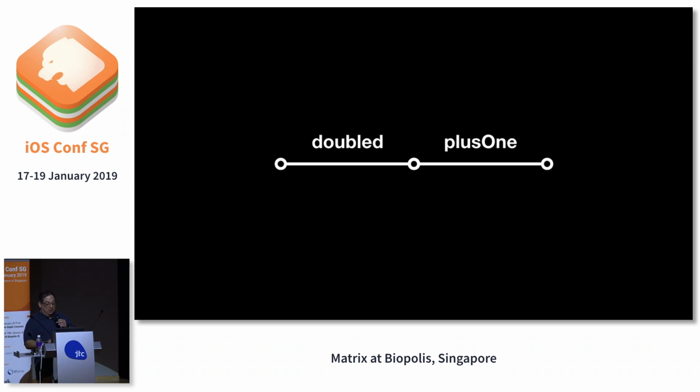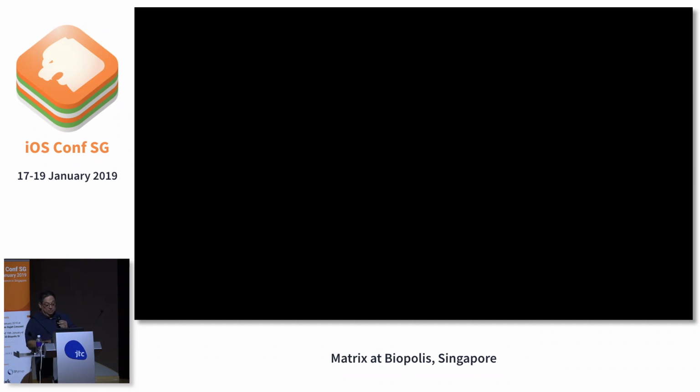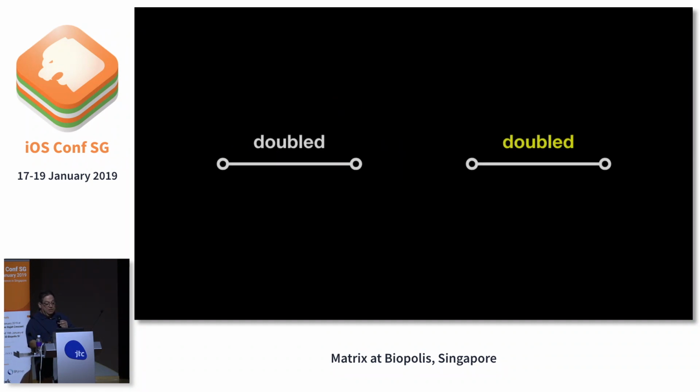Where do you get graphics like that? If the doubled works, the +1 is definitely going to work, and if the doubled instead fails, then I don't ever get to the +1, I've got problems. So doubled followed by doubled, doubled followed by +1. So doubled followed by doubled.